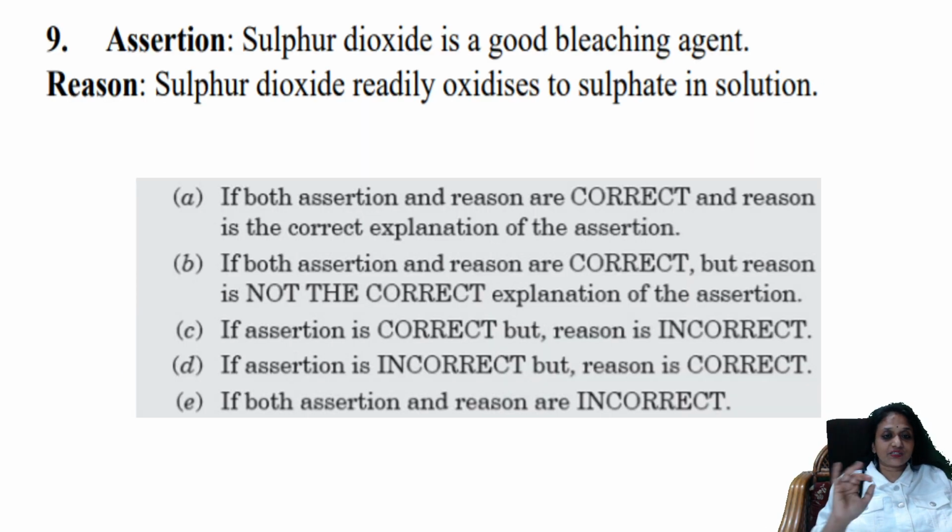Okay. Next question. Sulfur dioxide is a good bleaching agent. Sulfur dioxide readily oxidizes to sulphate in solution. Yes, this is also right. Both are interrelated topics. Let's see what it is. Sulfur dioxide is a good bleaching agent.